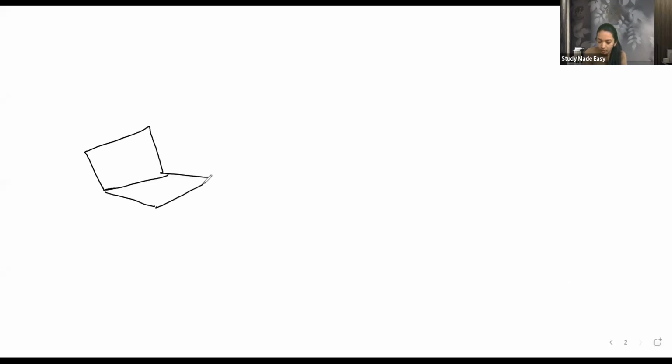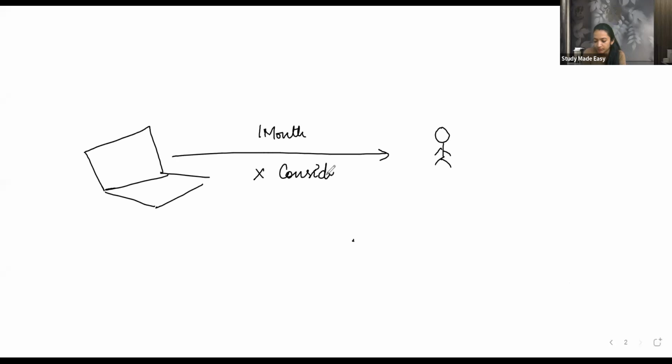This is my laptop. I am transferring my laptop to this person for 1 month, and there is no consideration. This laptop is used for business purpose. Yes, I am using it for business purpose. For 1 month only, I have transferred that to that person without any consideration. Now, is it a supply?